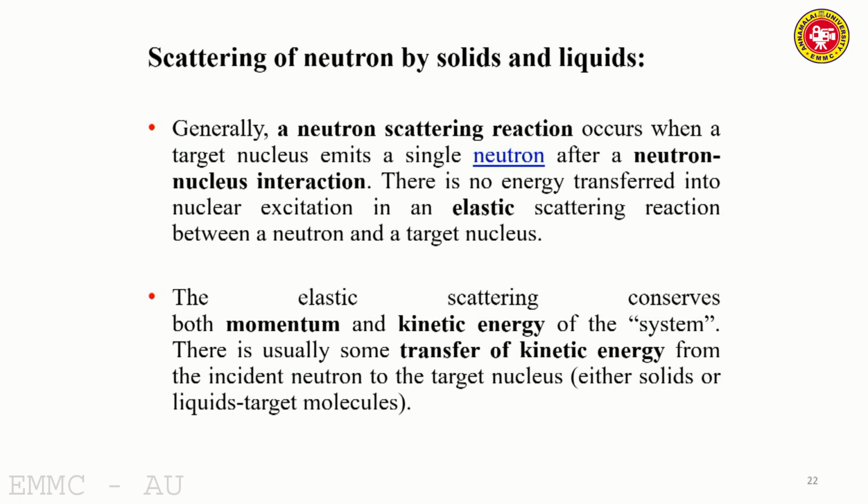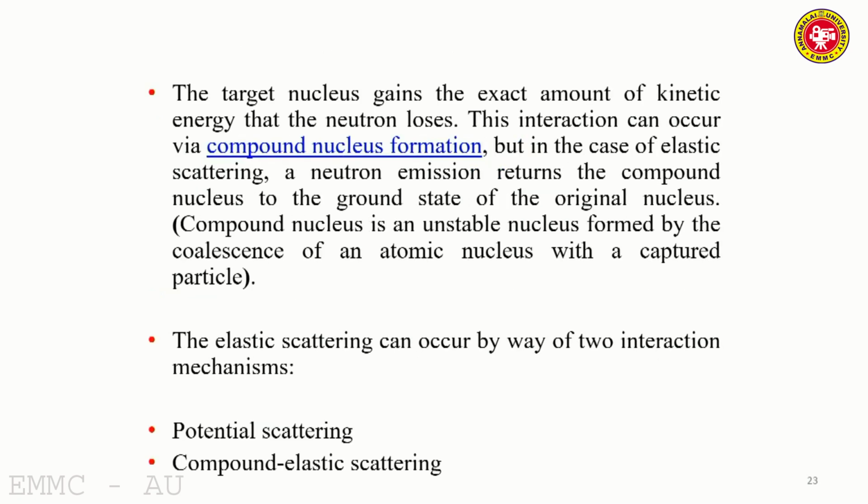Scattering of neutrons by solids and liquids. Generally, a neutron scattering reaction occurs when a target nucleus emits a single neutron after neutron-nucleus interaction. There is no energy transfer into nuclear excitation in an elastic scattering reaction between a neutron and a target nucleus. Elastic scattering conserves both momentum and kinetic energy of the system. There is usually some transfer of kinetic energy from the incident neutron to the target nucleus, either solid or liquid. The target nucleus gains the exact amount of kinetic energy that the neutron lost.